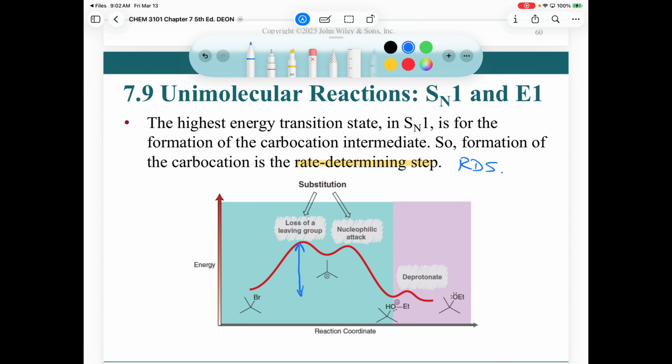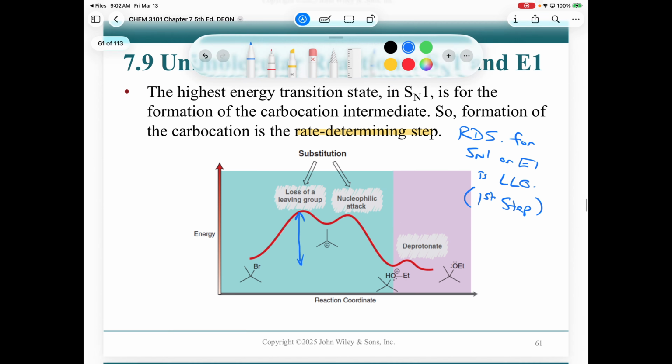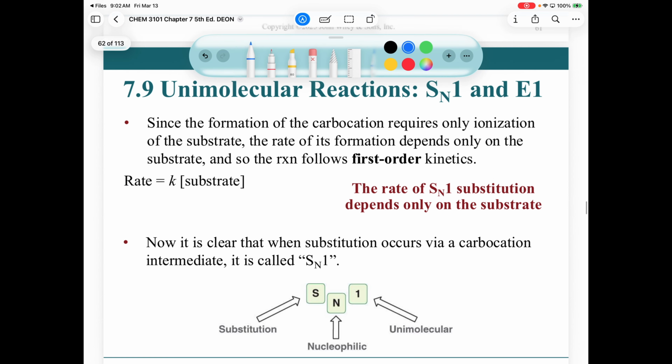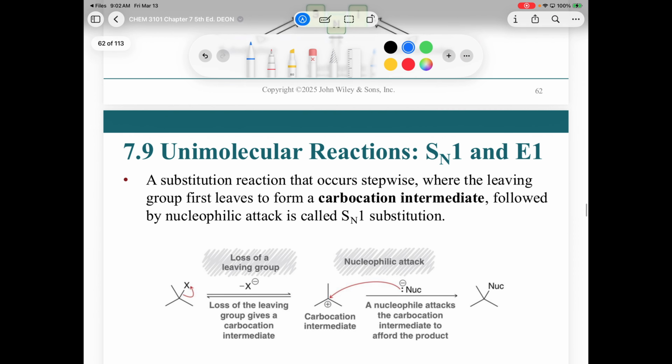And so I want you to remember that the RDS for SN1 or E1 is the loss of leaving group, which is the first step. It's always the first step that's the rate determining step. You can see that once that leaving group is lost, the rest is all downhill from there, with much lower activation energies, all right? Now, this is just yammering on about stuff that I feel like I've covered in a lot of detail. I said the S in SN1 is for substitution, N is for nucleophilic, 1 is for first order. Gone over that quite a bit.